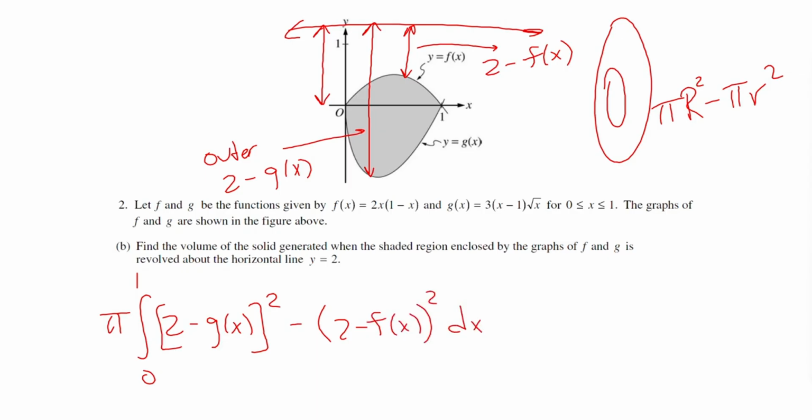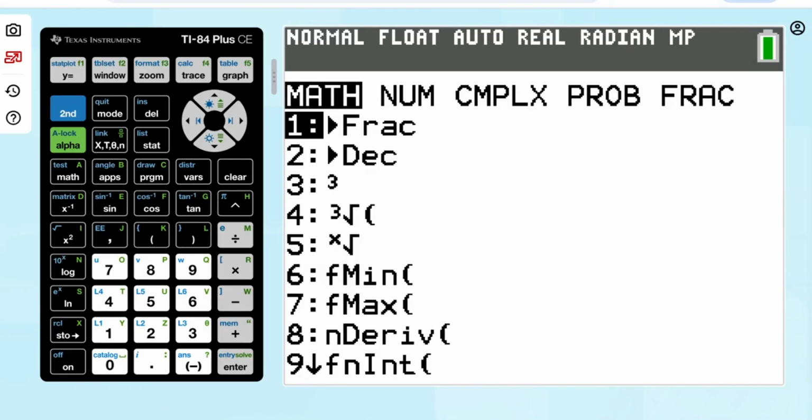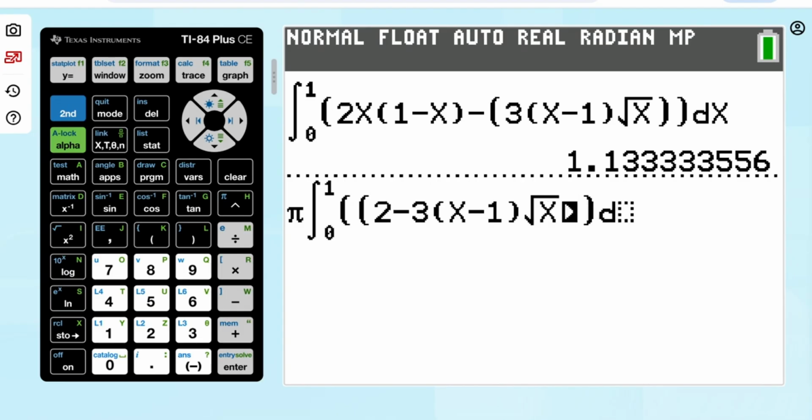And of course, we're just going to put that into our calculator and get an answer. Don't forget the pi out in the front. We've got math option 9, an integral from 0 to 1. And our first radius is 2 minus g of x. So that's 2 minus 3 times x minus 1 times the square root of x. And then we're going to square that.